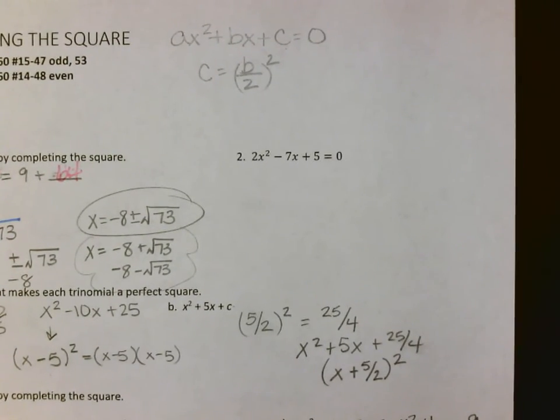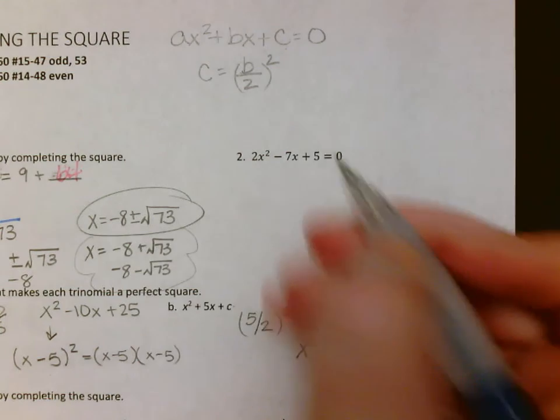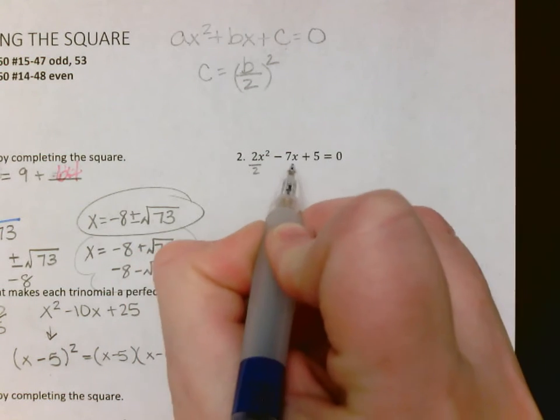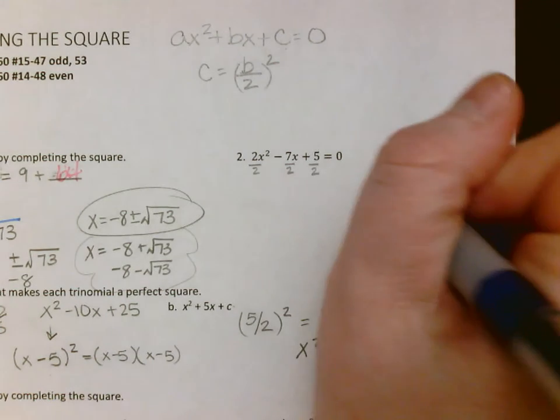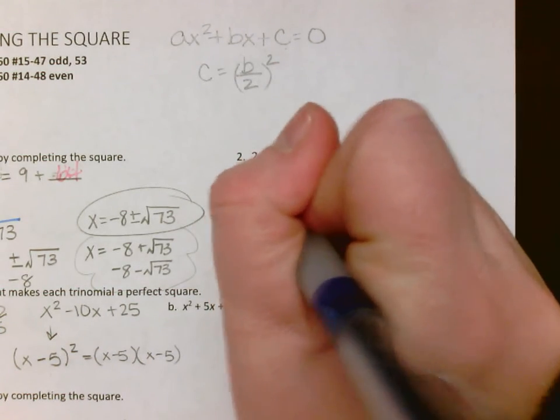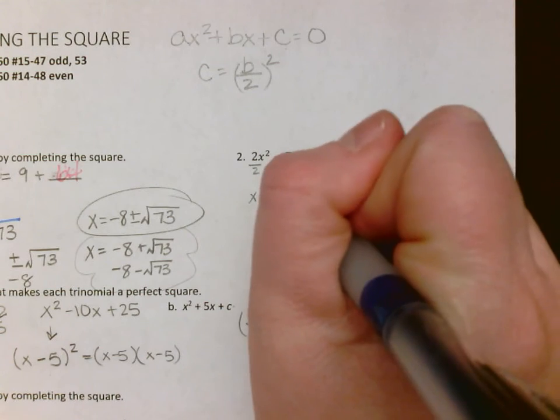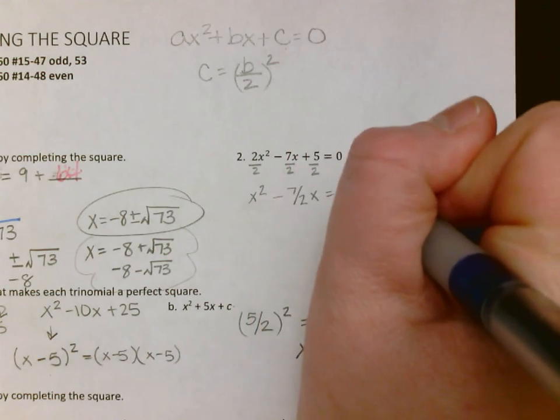So what I'm going to do is come up here to this one here. This one is a lot uglier, so that's why I'm doing it last. Divide everything by 2. x squared minus 7 halves x equals negative 5 halves.